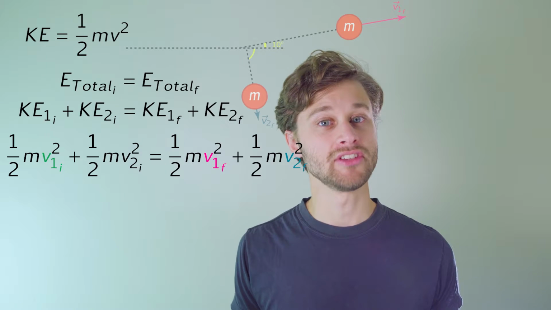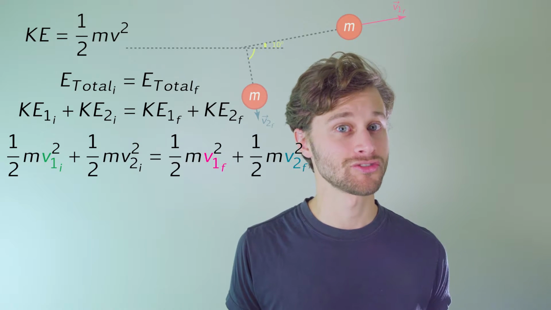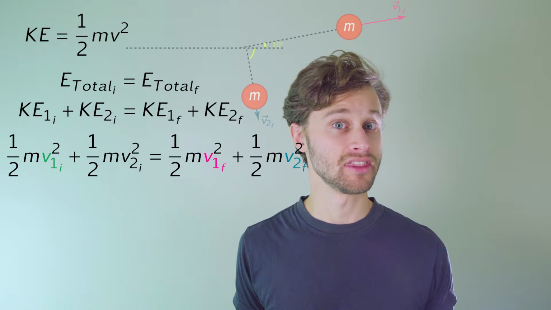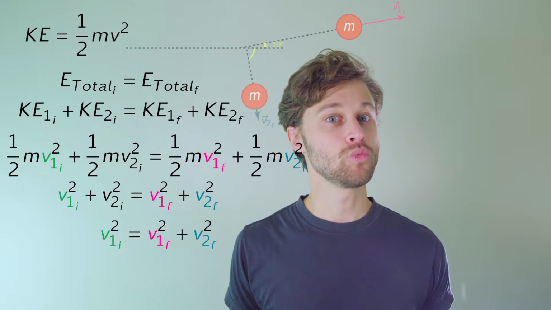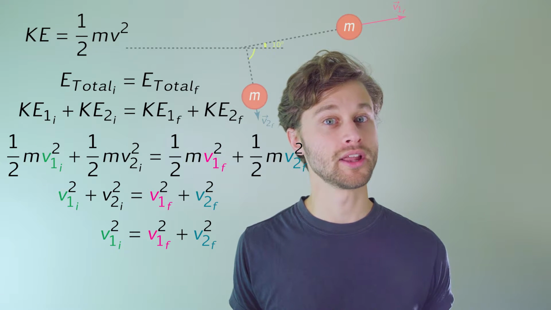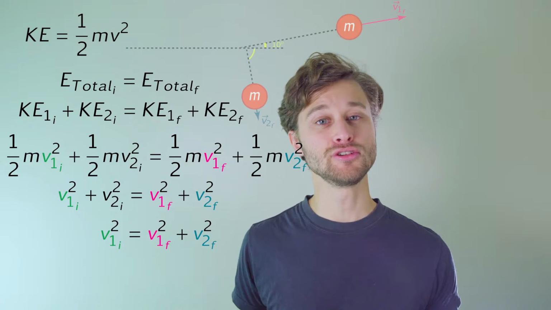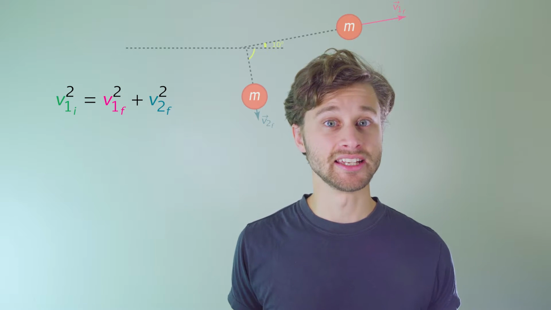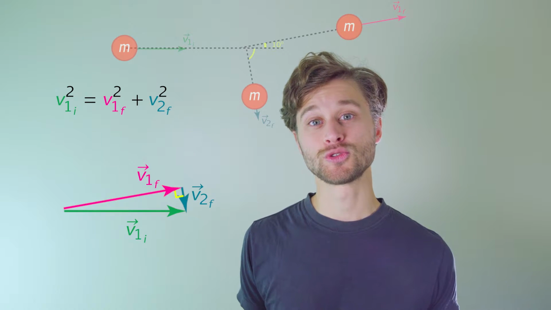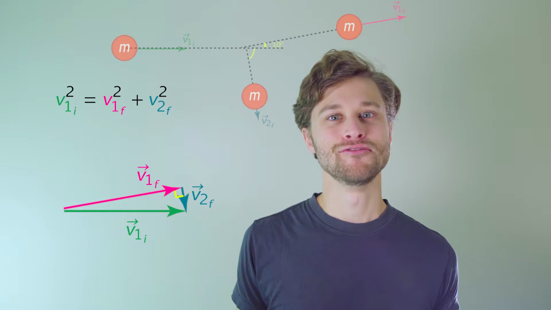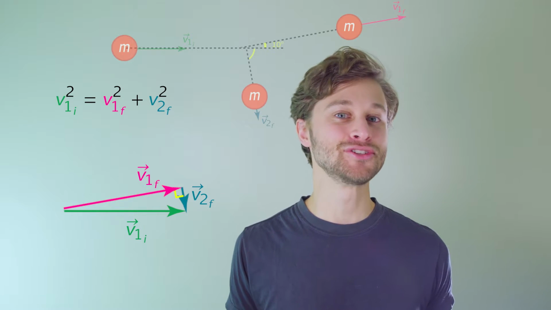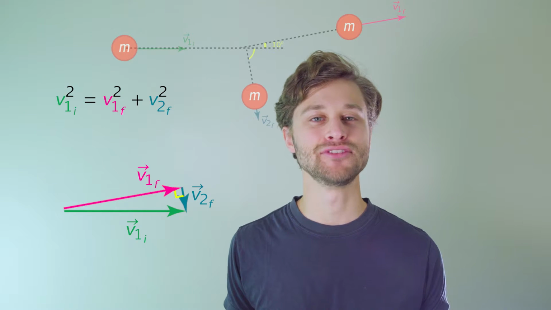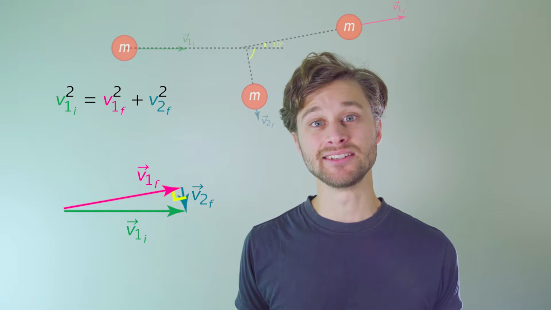Knowing that puck 2 is of equal mass to puck 1 and starts from rest is really important, because we can simplify this equation down to this, and finally say that V1 initial squared is equal to V1 final squared plus V2 final squared. But what does that look like? That looks like the Pythagorean theorem. Essentially, V1 initial is the hypotenuse of a right triangle with legs V1 final and V2 final. This furthermore means that the angle between V1 final and V2 final must be 90 degrees.